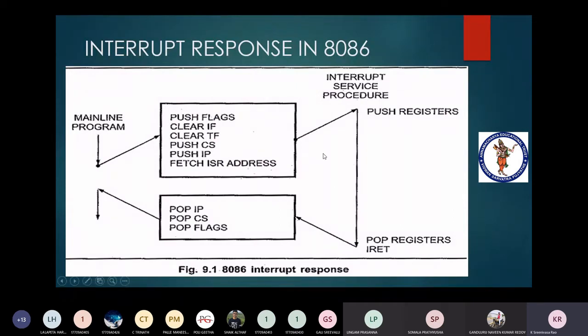Here it is a mainline program, and here is an interrupt service routine. This one is executed after receiving an interrupt at a certain point. After completion of execution of the interrupt service routine, it gets back to the mainline program by getting the return address from the stack area. So this is the action performed by any processor after getting an interrupt from any one of the sources.